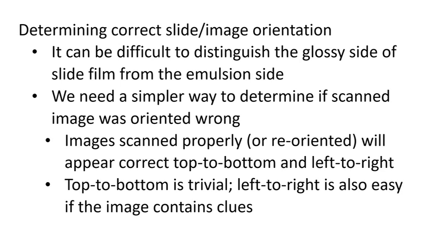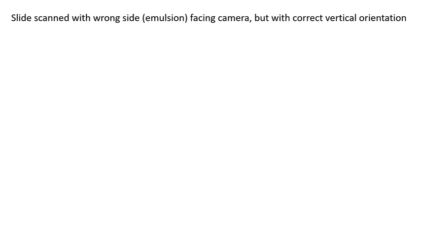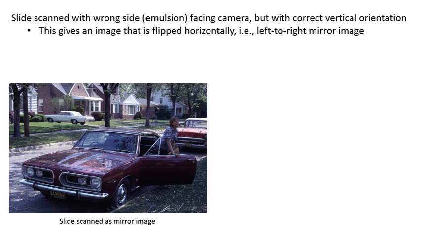also trivial. For example, consider the result when the slide is loaded incorrectly for scanning by having the emulsion side face the camera, but with the correct vertical orientation, meaning the sky points up. If the photo includes any letters or numbers, such as a street address or a car license, then an image with incorrect left to right orientation stands out like a sore thumb.